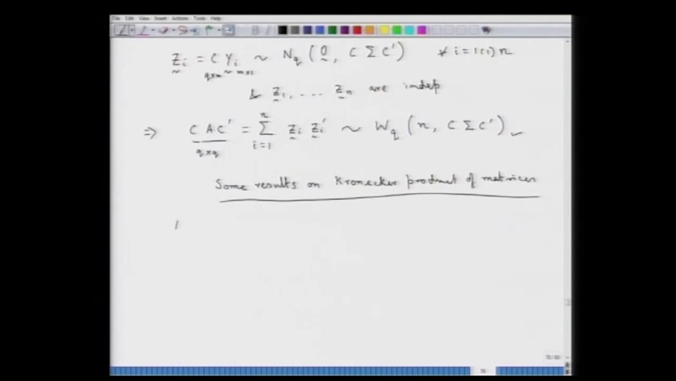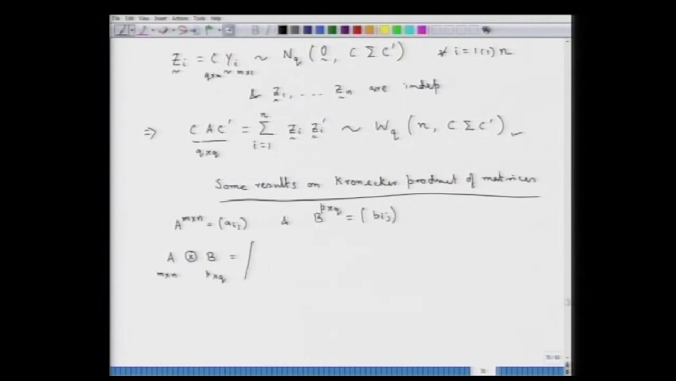So, suppose we have A, an m by n matrix comprising of elements a_ij, and let B be a p by q matrix of elements b_ij. Then A Kronecker product B, this is the sign for the Kronecker product, I will be using this sign henceforth. Here A is an m by n matrix and B is a p by q matrix.